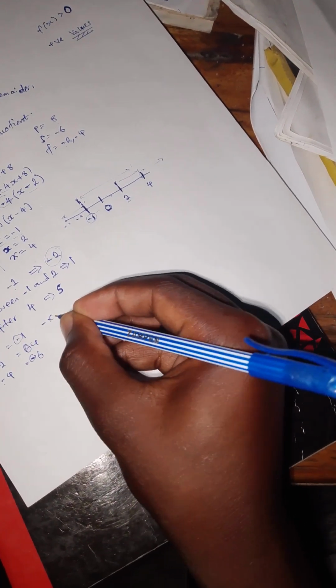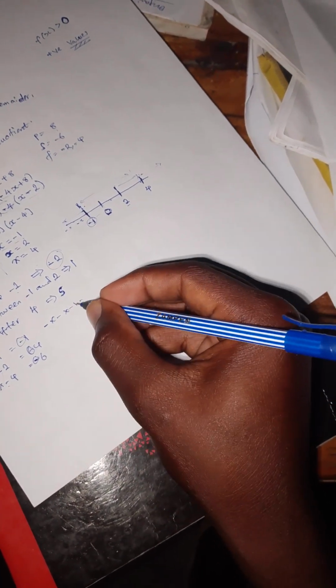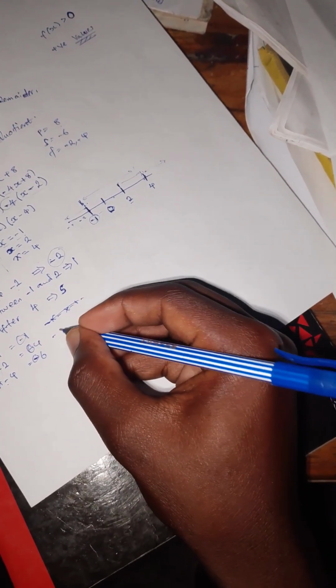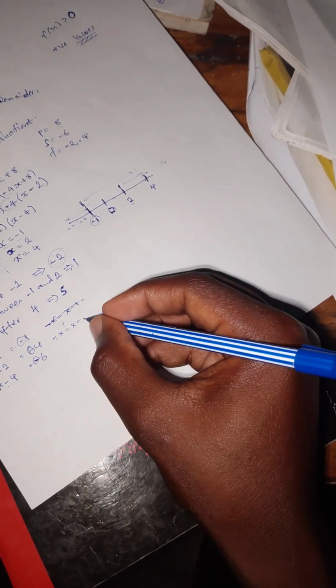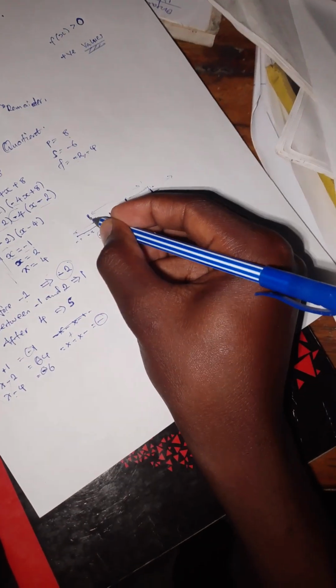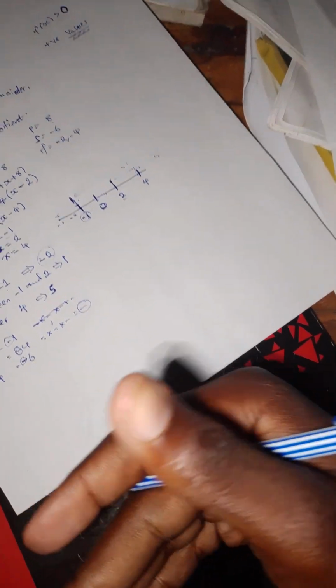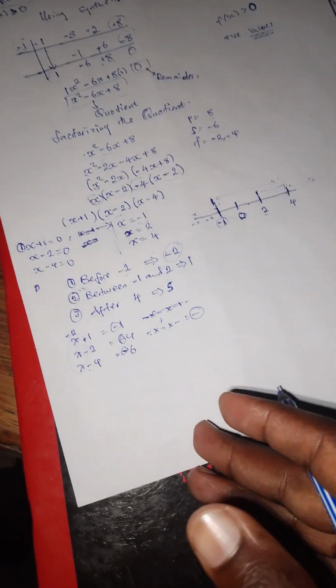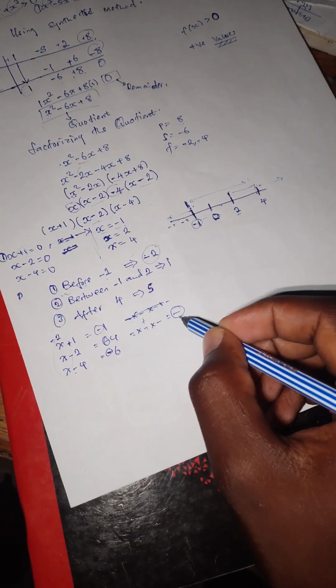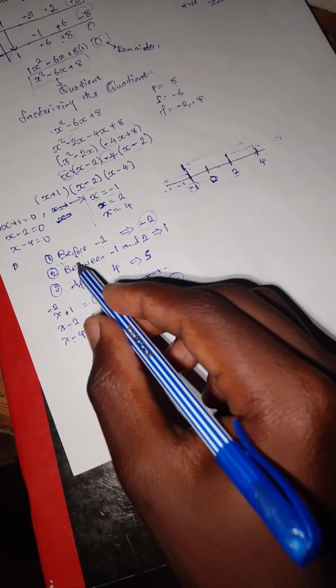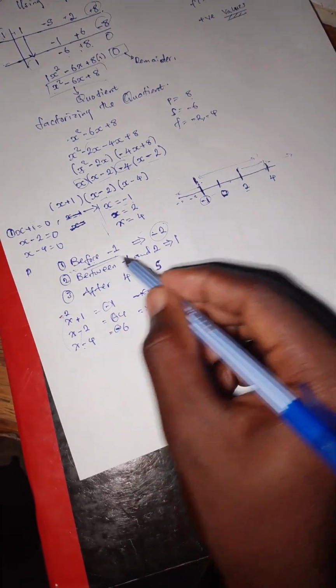So negative times negative times negative: negative times negative is positive, times negative gives a negative again. So this is not what we want. The values before -1 are not giving us values greater than 0; they are giving us negative values. We want positive values, so we are not going to pick this range, which is before -1.